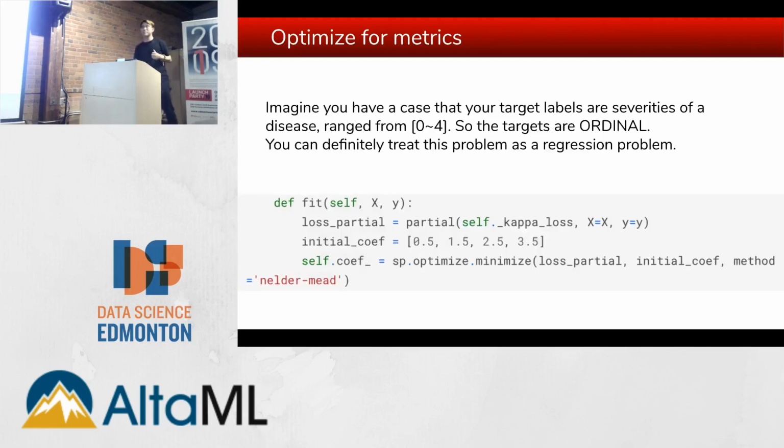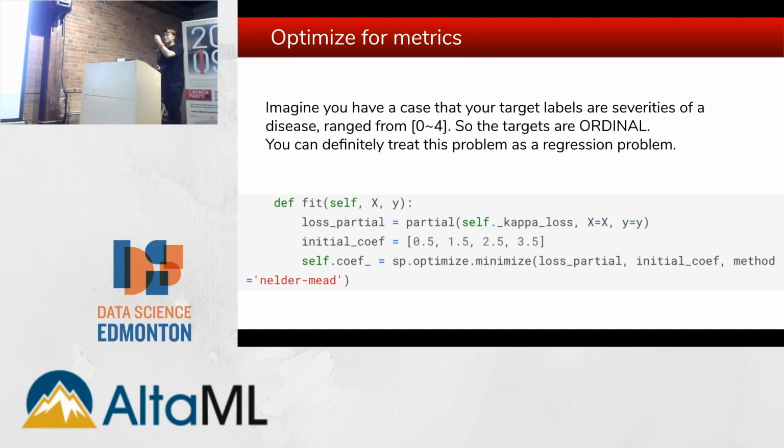And you can also optimize for the metric. Imagine you have a problem setting where the target is from 0 to 4, representing the severity of some disease. So these are ordinal targets. 0 means no disease, 4 means the worst case. You cannot simply treat this as a classification problem because 4 is indeed worse than 3. They have this ranking or numerical meaning.